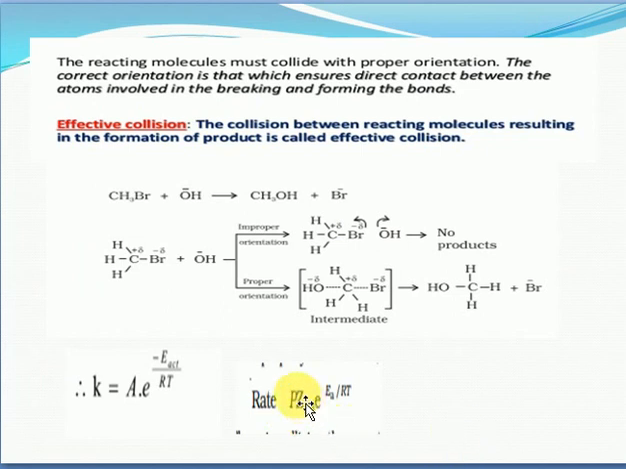Rate is equal to P times Z times e to the power minus Ea by RT, where P is the orientation factor, Z is the frequency factor of A and B, and e to the power minus Ea by RT is the Arrhenius factor. This is clearly explained. For any chemical reaction to happen, the molecules must be properly oriented and collide in the proper direction; then they give the product. This is one example. If they are oriented in an improper direction, no product will occur. In the proper direction they form an intermediate state and give the product. This is nothing but chemical kinetics.